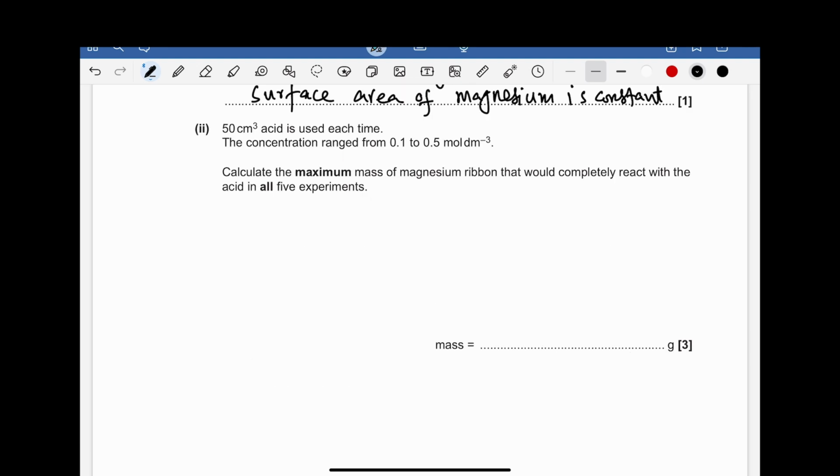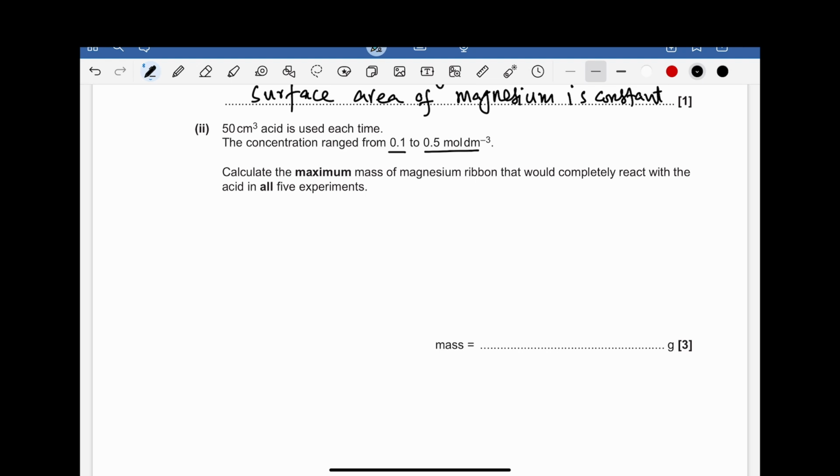2. 50 centimeter cube acid is used each time. The concentration ranges from 0.1 to 0.5 mole per dm cube. Calculate the maximum mass of magnesium ribbon that would completely react with acids in all 5 experiments.